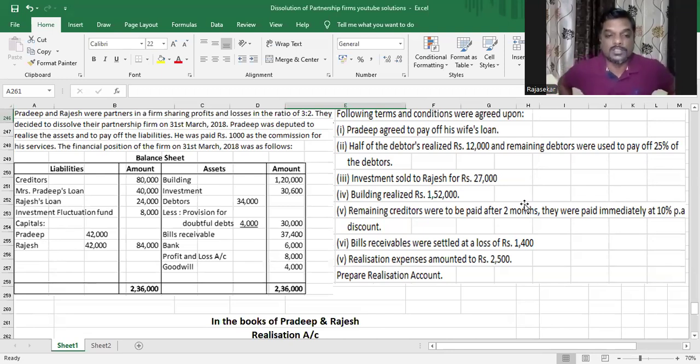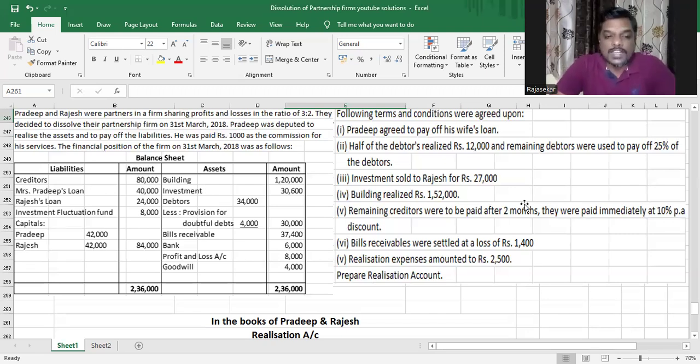Pradeep and Rajesh were partners in a firm sharing profits and losses in the ratio 3:2. They decided to dissolve their partnership firm on 31st March 2018. Pradeep was deputed to realize assets and to pay off the liabilities. He was paid rupees 1,000 as commission for his service. Okay. So they're given the realization expense and commission and all in the first paragraph. This is something that is not done in any of the other problems. So children tend to miss this part.